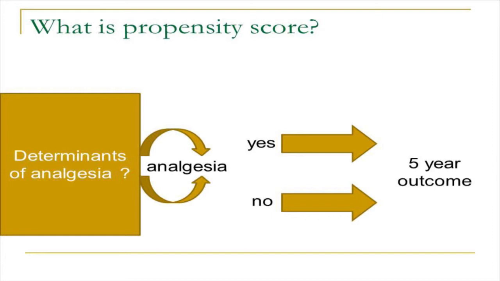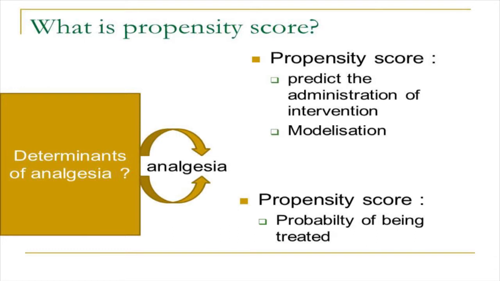We're going to try to find which variables are associated with the fact of being treated or not. And it's exactly the same thing as a multiple adjustment after looking at risk factors. Here we are just looking at risk factors of being treated. And so the aim of propensity score is to predict the administration of the intervention, and there's a bit of modelization in that. And finally, the propensity score will give you for each individual a probability of being treated.